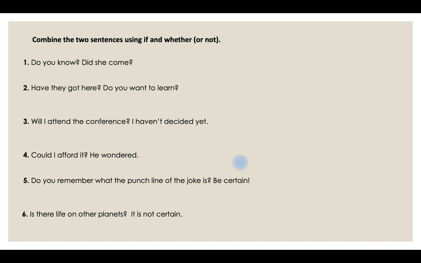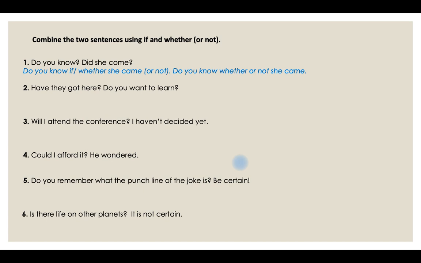Okay, let's look at the correct variants together. Hopefully you've done the sentences. Do you know if or whether she came or not? Yeah. Do you know whether or not she came?